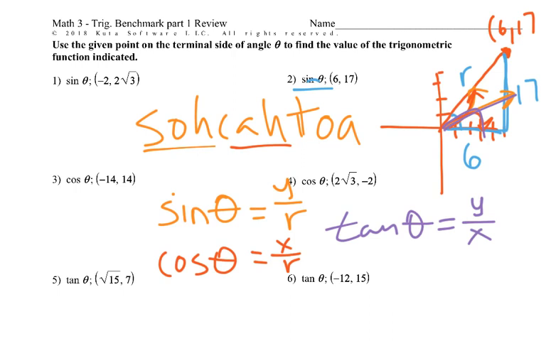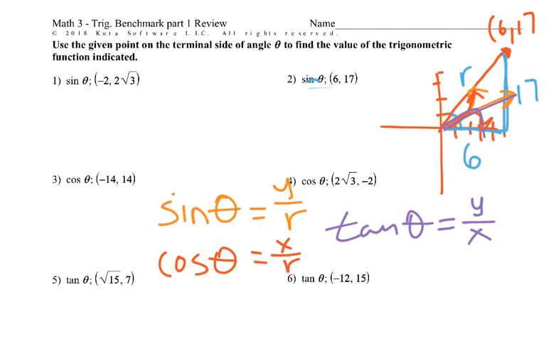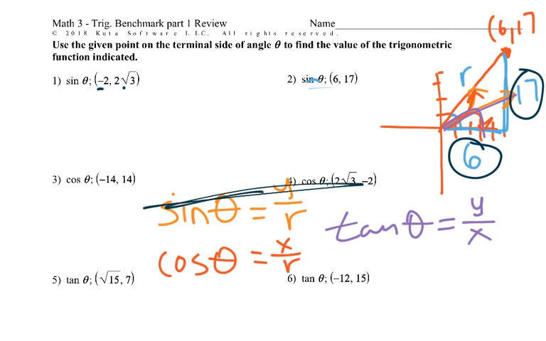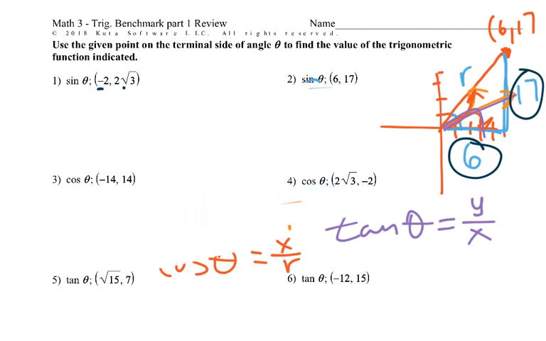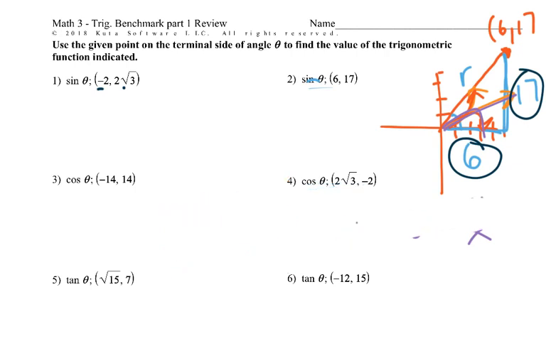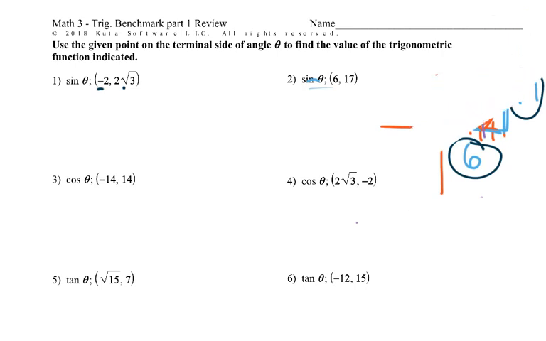Okay? So, what we often have to do is find that radius. Because we're always given the x and the y because of the points. So to find the radius, we can just use the Pythagorean Theorem. Okay? Number 1 and 2, we're looking for sine, so we need that y value over r. So we need that radius. So, just do the Pythagorean Theorem here. Let me erase this out of the way.